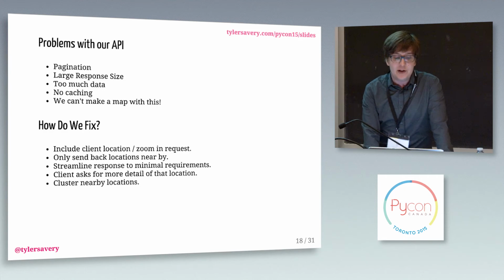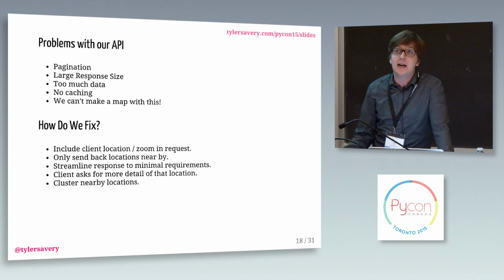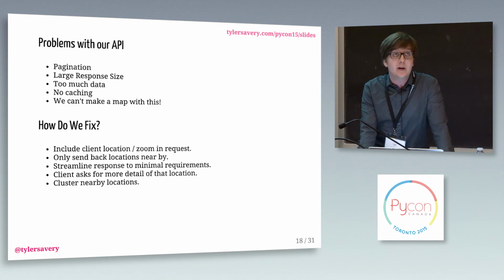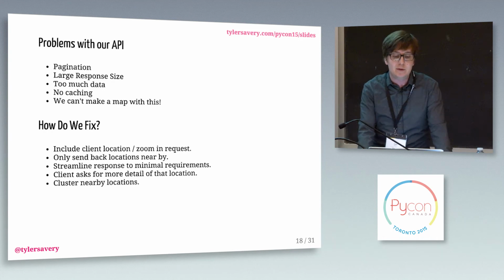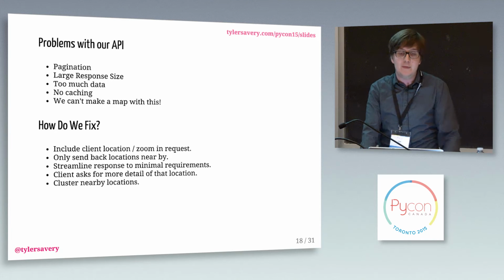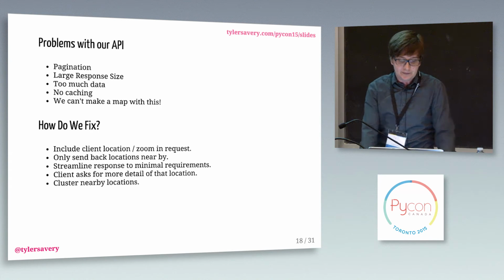So what we can do is in the request, expect a location and even a zoom level of that map. And then we only send back things that are within bounds of that. Ones they could see, and maybe a little bit off to the left, a little bit off to the right, up and down, just so that people can move around the map without having to make another call.